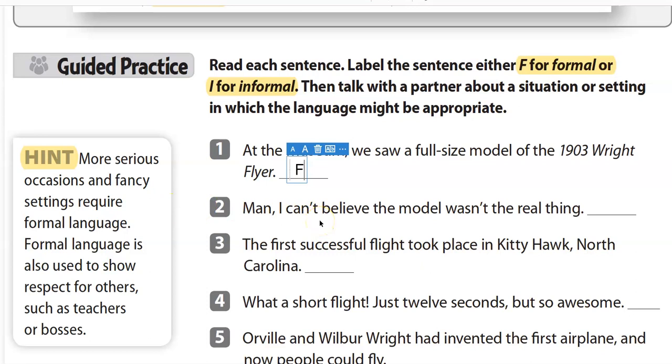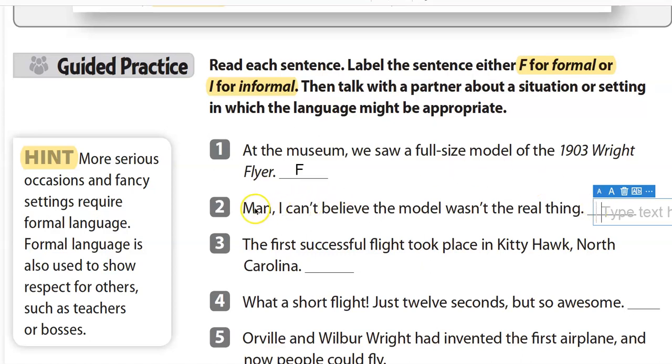So now let's look at number two. It says, man, I can't believe the model wasn't the real thing. So let's take a look. Our job is to decide, is this a formal or informal sentence? Do we hear any slang expressions, like, hey, awesome? Do we hear or see contractions? Is it a complete sentence? So let's take a look.